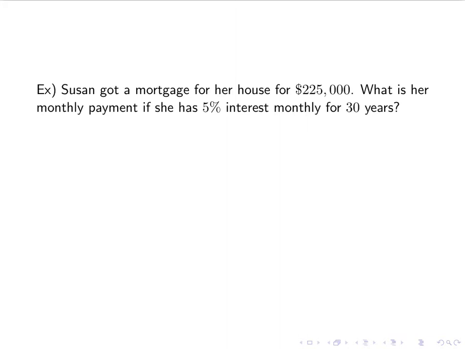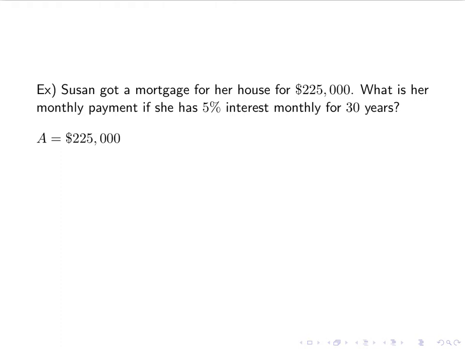Susan got a mortgage for her house for $225,000. What is her monthly payment if she has 5% interest monthly for 30 years? So she is paying off something that she borrowed. That is amortization. Again, amortization, mortgage, it comes from the same kind of root word there. This $225,000 is before the interest, so that's A, the present value. So we know that she's solving for R. What's her monthly payment? What's her repeated payment?